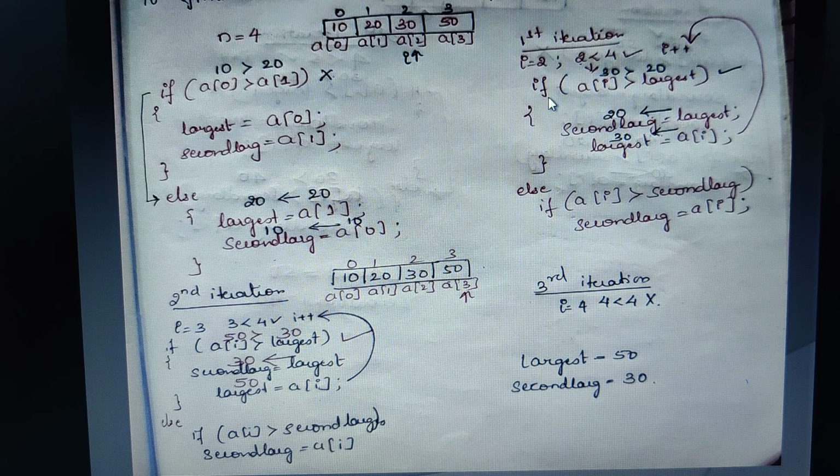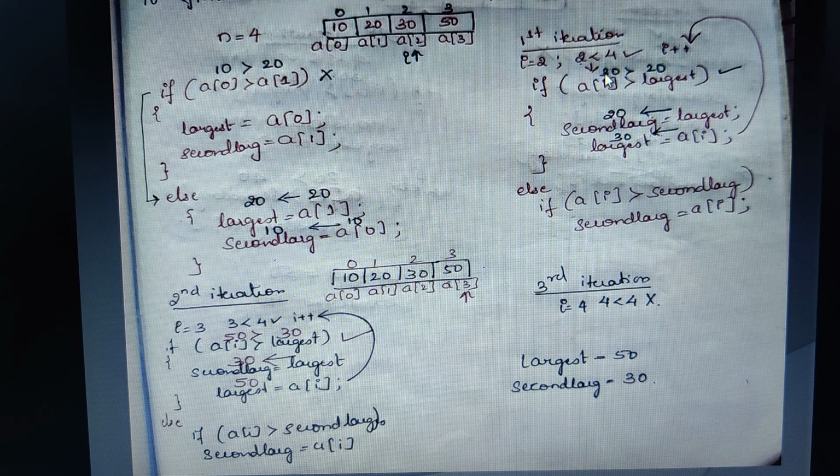So what we are checking is, if this A of I, that is the next element. I is pointing to the second location, so I have marked it here for your reference. If A of I is greater than the largest, A of I, in the sense I am referring to the value, that is 30, is greater than largest. According to this part, what is the largest value we have assumed? That is 20. Whether 30 is greater than 20, it is asking. Yes, here the condition is true.